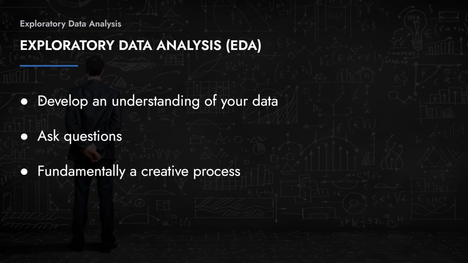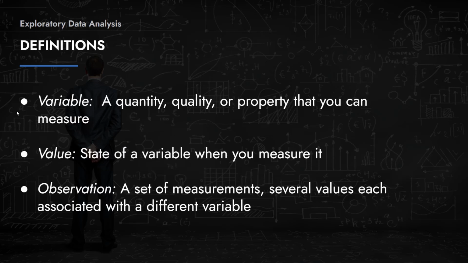Your analyses and your results will be far more valuable than the former. So with that, let's define some terms that will help us better understand how data is structured so that we can analyze it properly. So a variable, I've been saying variable a lot, and I've also been saying feature or column. It's all the same thing. It's a quantity, quality, or property that you can measure.